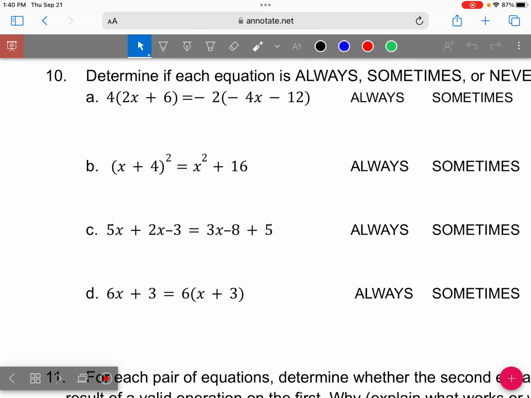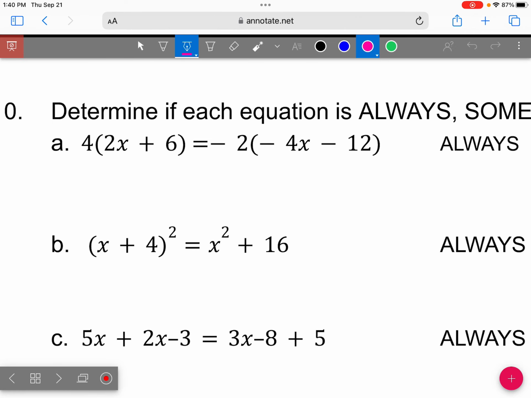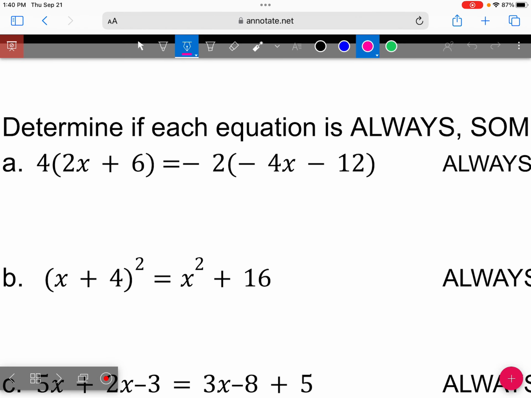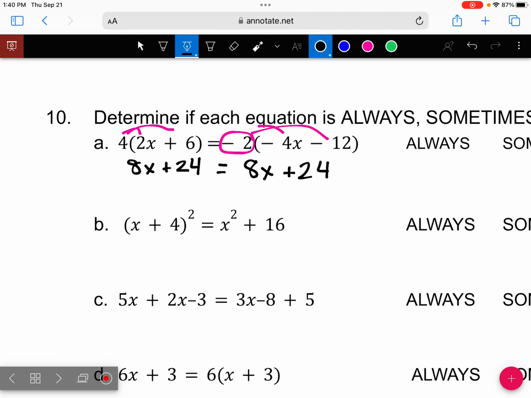So we can look at this and do some simple math to try and figure out what our situation's going to be. I'm going to bring it in on our A here. And what I'm going to do is distribute on both sides, just so we can see what's happening. We have 8x plus 24, and that's going to equal 8x, because this is a negative 2, plus 24. What do we see there? What do we notice? They're the same. They're exactly the same.